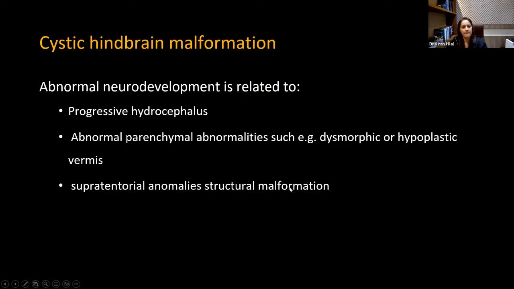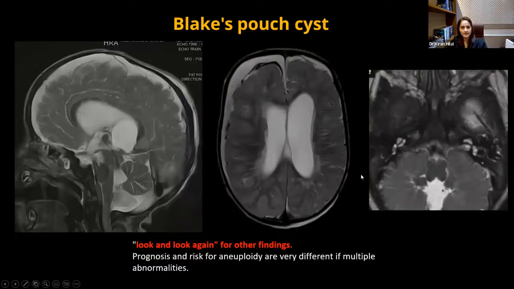Always remember, as I said earlier, look again and again whenever you have any malformation or cystic structure in the posterior cranial fossa for other abnormalities as well, because the outcome does not depend on only one thing. It is all of the above, because it depends on the progression of the hydrocephalus, how much parenchyma is under pressure, and abnormal parenchymal abnormalities such as the abnormal cerebellum and vermis. Look again and again for additional supratentorial abnormality, which includes corpus callosal agenesis or structural malformation such as polymicrogyria. This is a case we discussed in our meeting in January or February, I believe.